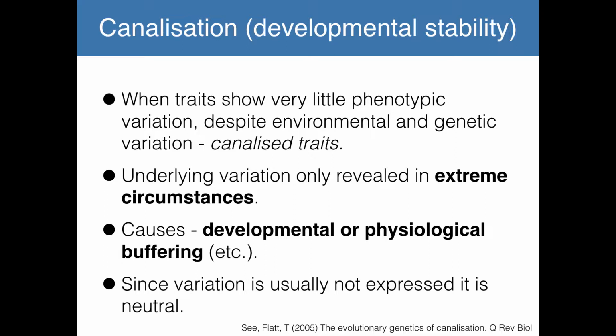And this has relevance to neutral evolution because if that variation isn't expressed in the phenotype, then that variation is evolving via neutral evolution. There's no selection pressure to constrain that variation. It's there and it can vary, but there's no variation in fitness.